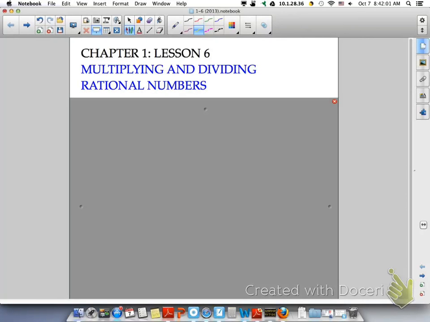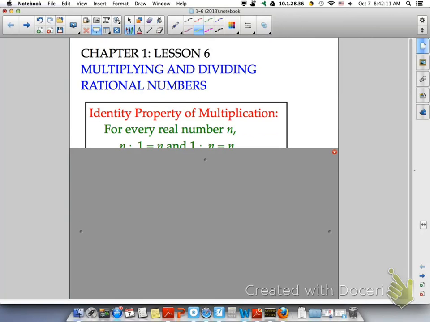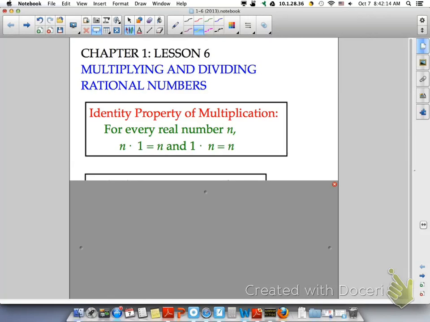Chapter 1, Lesson 6. Multiplying and dividing rational numbers. Right, let's look at the first property in this lesson. Identity property of multiplication.